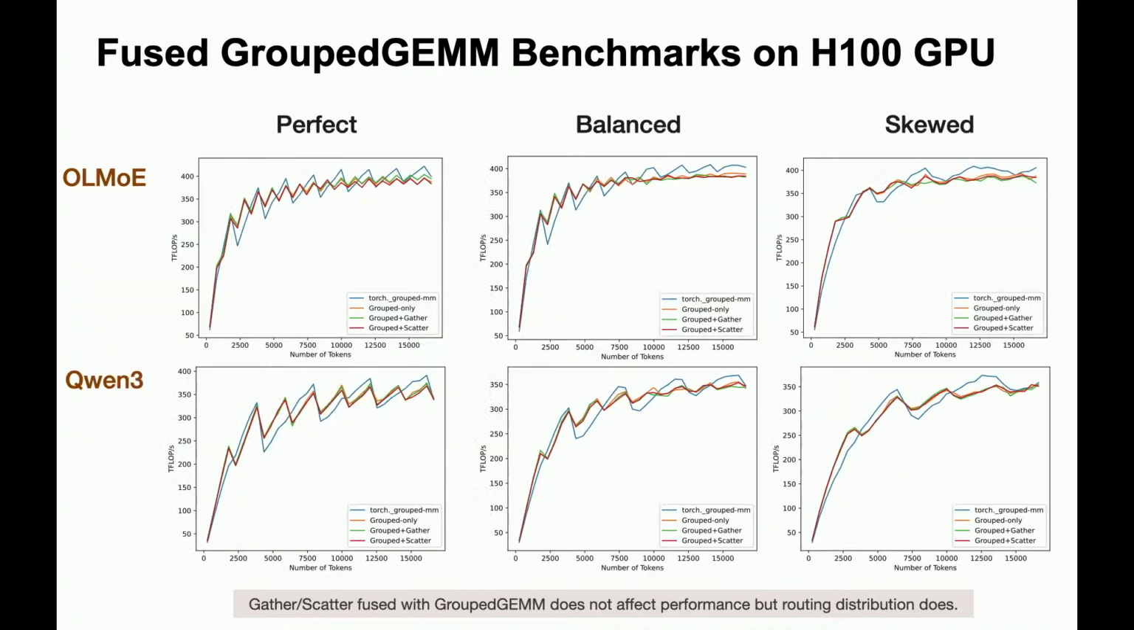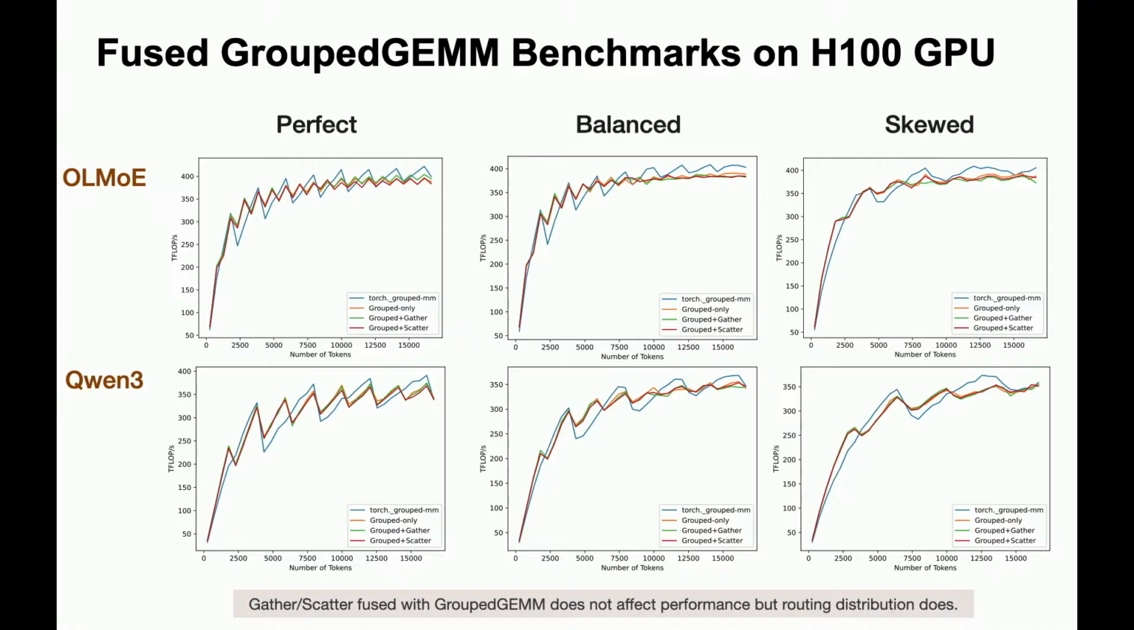So here are some results on the OLMoE and Qwen models. This is just a benchmark showing what happens when you try to fuse gather and scatter with the group GEMM. Perfect means that all the experts have the same number of tokens routed to them. Balanced means they have different numbers of tokens routed to them, but they are somewhat balanced. Skewed is when it's completely skewed. Some experts have a lot of tokens, and the other experts have very few tokens. So in all of these different routing distributions, the takeaway here is that we can very efficiently fuse gather and scatter with group GEMM.